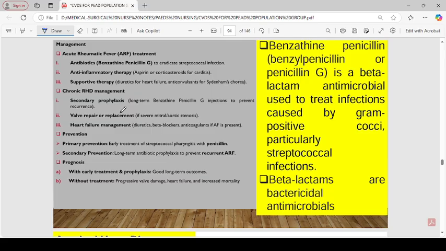So for acute rheumatic fever, we do antibiotic, that is benzathine penicillin, to eradicate streptococcal infection, right? So this one is normally used to treat infection caused by gram-positive cocci, particularly the streptococcal infection, right?